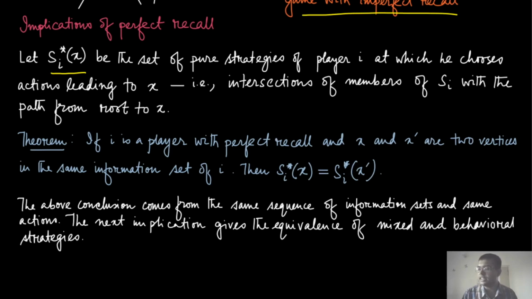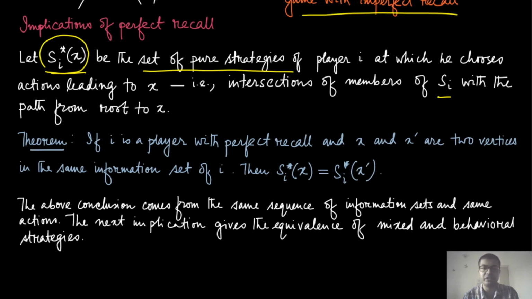So let's say this S_i star X is the set of pure strategies of player i, at which he chooses the actions leading to X, right? So simply speaking, this is just the intersection. You list out all the actions or the strategies of player i, which constitutes this set S_i, and take the intersection with the path which is starting from the root to X. Whichever action strategy that you find, that is going to be the member of this set S_i star X. Okay.